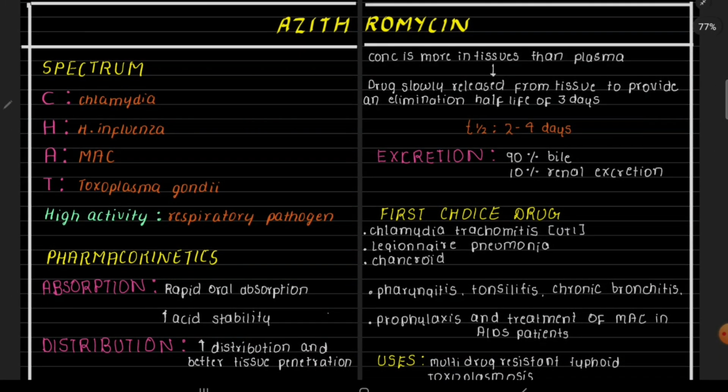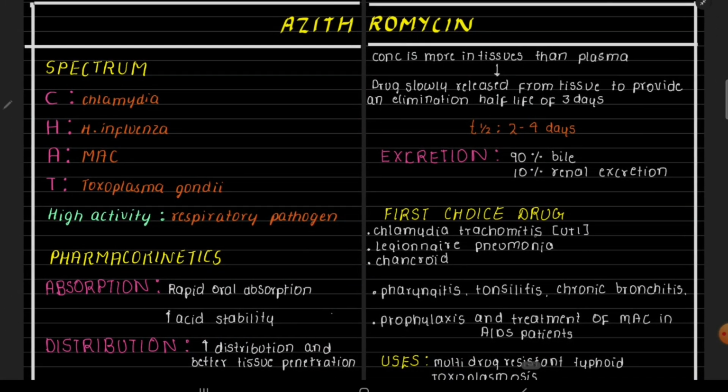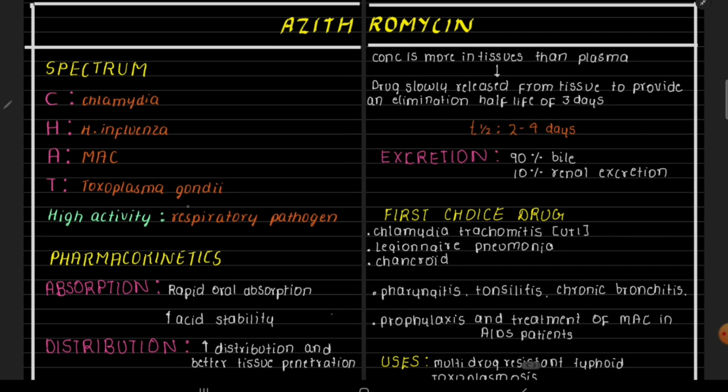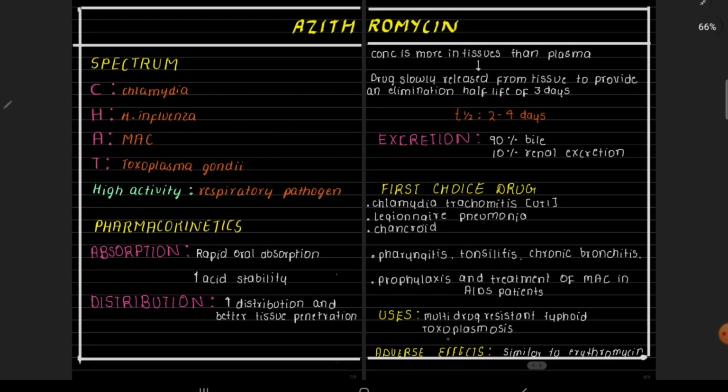Azithromycin is the first choice drug against Chlamydia trachomatis, which causes UTI, Legionnaires pneumonia, cancroid. Also, it is active against respiratory pathogens, so we can remember that it can be used in conditions like pharyngitis, tonsillitis, and chronic bronchitis. Also, we just saw it is effective against MAC, so it can be used in the prophylaxis and treatment of MAC in AIDS patients. Also, it is effective against toxoplasmosis. A very important use of azithromycin is that it is used as a reserve drug against multi-drug resistant typhoid.